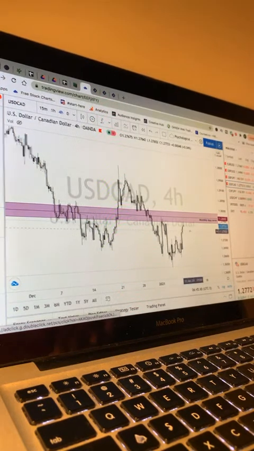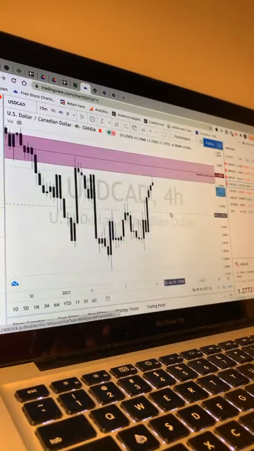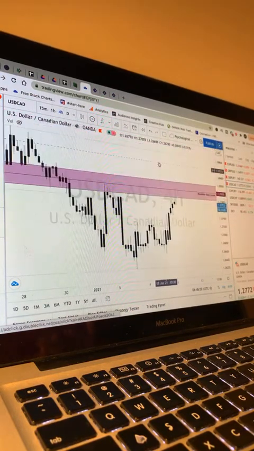Once it gets to around where I have this zone, I can see a tail already touched in the zone, and my zone started at 1.2782. It did kind of wick and touch that zone. Since USD CAD has been in a downtrend, oh, you said, are you trading range to range?